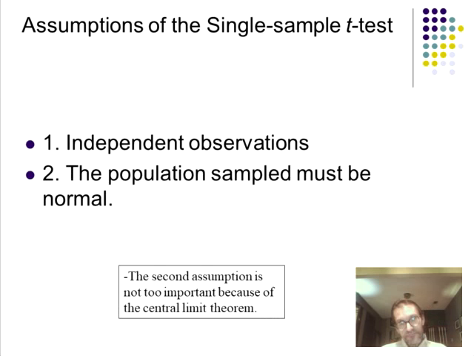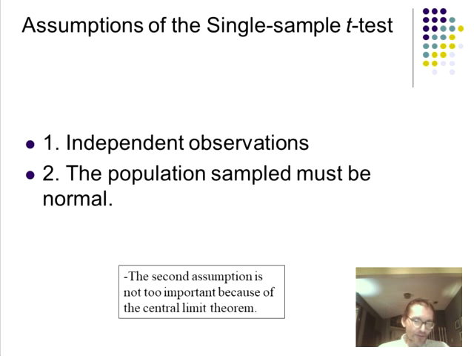All right. And so the last slide I have here is the assumptions of a single sample t-test. And since the single sample t-test is really just an estimation of the z-test, these should be awful familiar. You must have independent observations. I promised you earlier that's going to pop up everywhere. And the population that you sample from must be normal. And again, we don't really care about this one because of the central limit theorem.